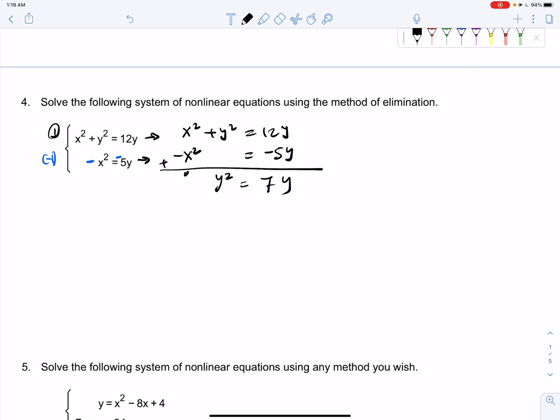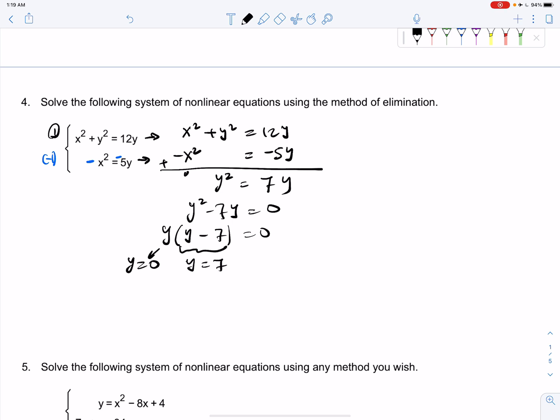I can see that this is a y squared and it's not a perfect square, so I'm going to subtract 7y on both sides. This gives me y squared minus 7y equals 0. I'm going to factor out the y, and I get y times (y minus 7) equals 0. So I set each factor equal to 0. I get y equals 0. I set this factor equal to 0, and I get y equals 7.